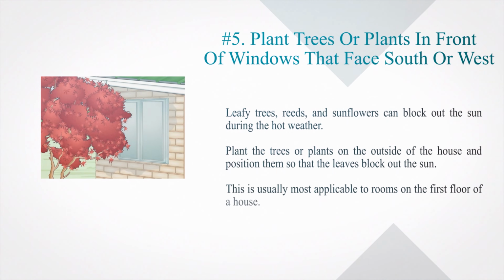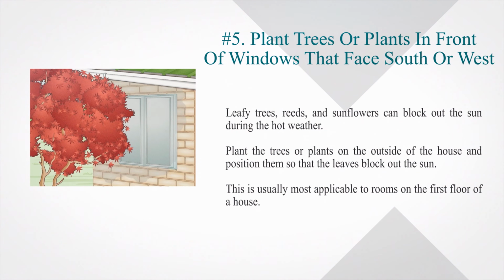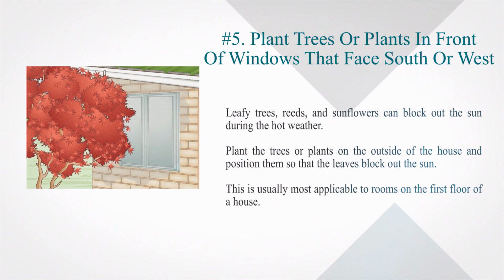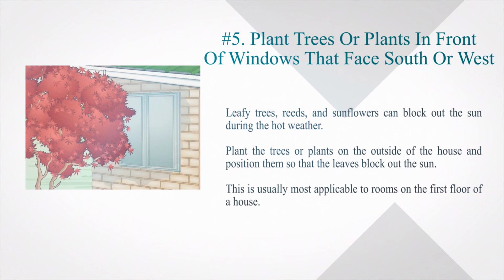Number 5. Plant trees or plants in front of windows that face south or west. Leafy trees, reeds, and sunflowers can block out the sun during the hot weather. Plant the trees or plants on the outside of the house and position them so that the leaves block out the sun. This is usually most applicable to rooms on the first floor of a house.